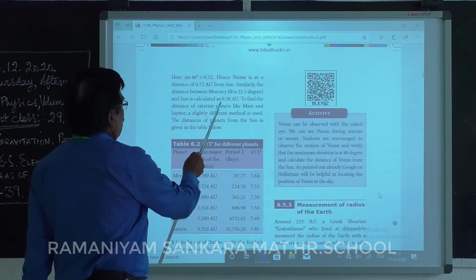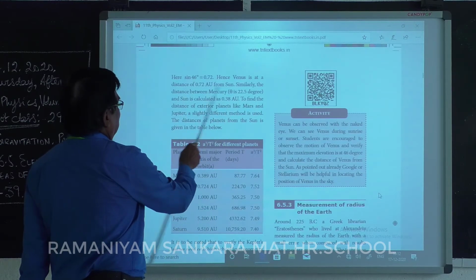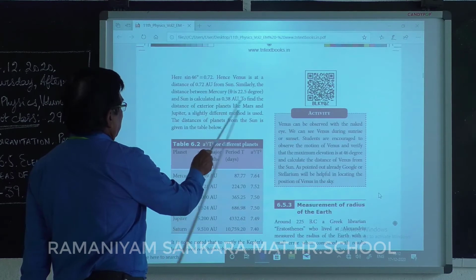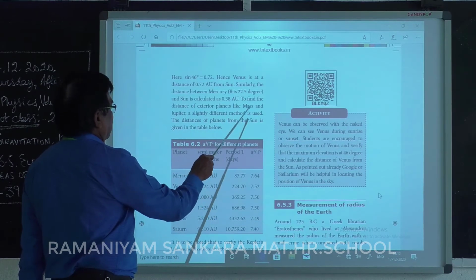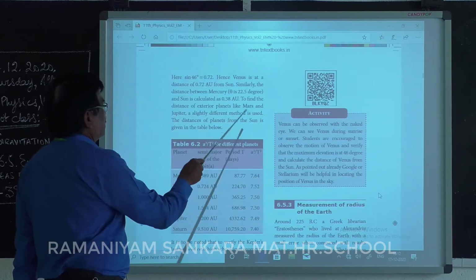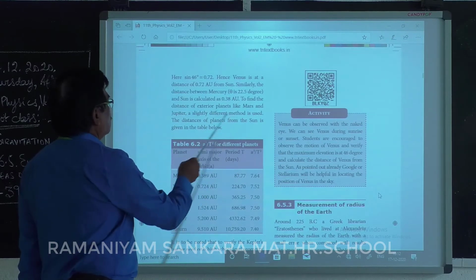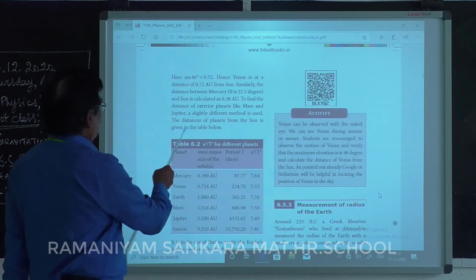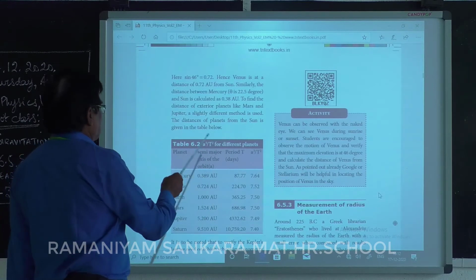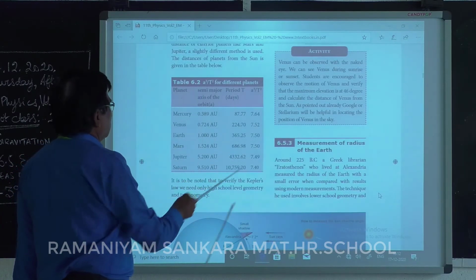So Venus is 0.72 AU, Mercury is 22.5 degree, so 0.38 AU. How? Sine 22.5 is 0.38. To find the distance of exterior planets like Mars and Jupiter, a slightly different method is used, because these two are exterior planets. The distance of planets from the sun is given below, and this is just to understand.